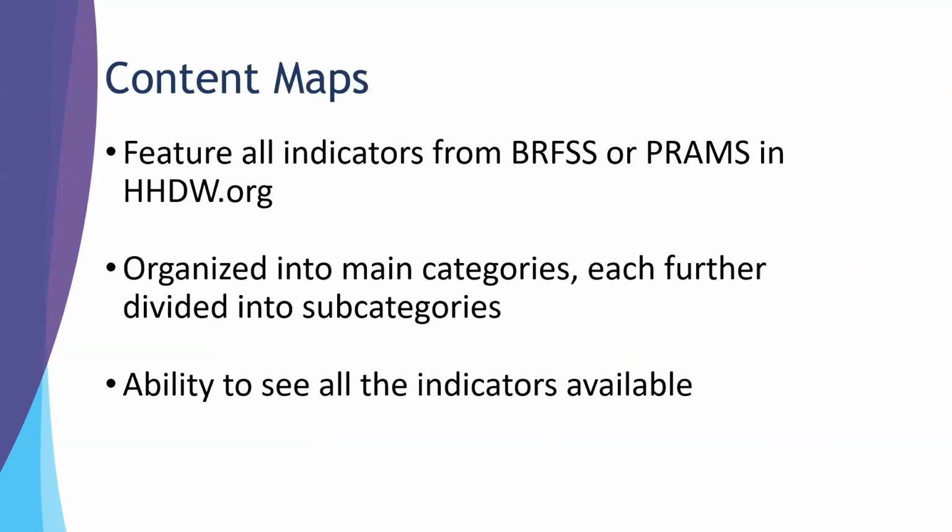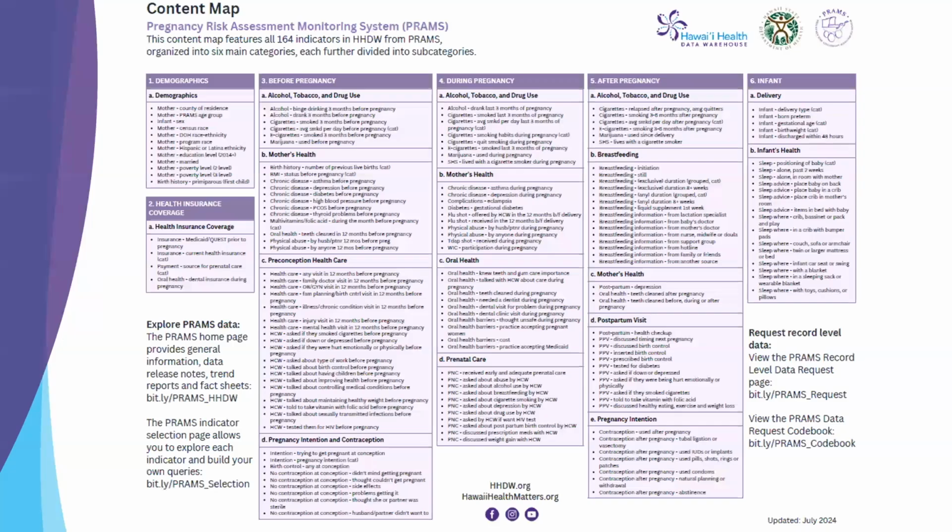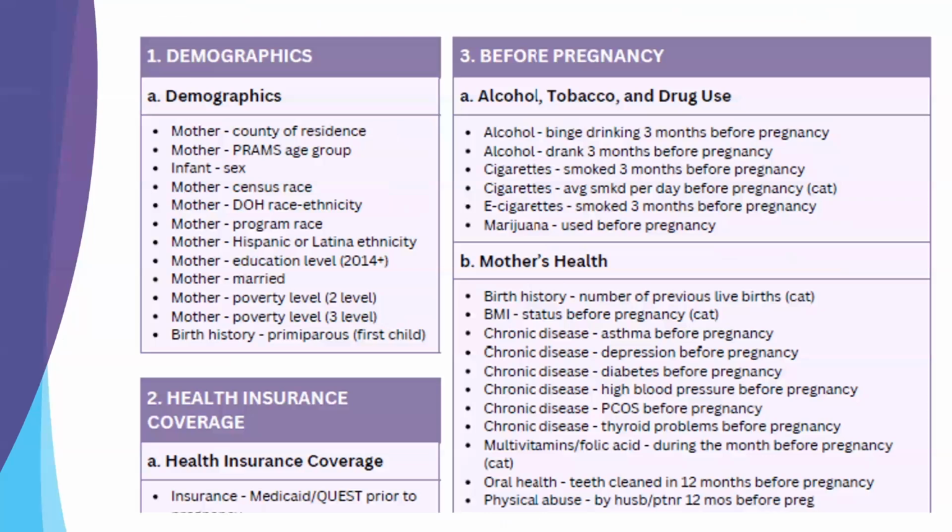So let's talk about the content maps first. They feature all the indicators from BRFSS or PRAMS currently in hhdw.org. They are organized in the same categories and subcategories as you see on the indicator selection page on the website. They provide you with the ability to see all the available indicators at once. Here's a peek at what the PRAMS content map looks like. You can see all 164 PRAMS indicators organized into the same categories and subcategories as you find in HHDW. So it maps out the location of each available indicator on the website so you can easily see what we have to offer. Now, it's a lot of information, and you probably will have to do some zooming.